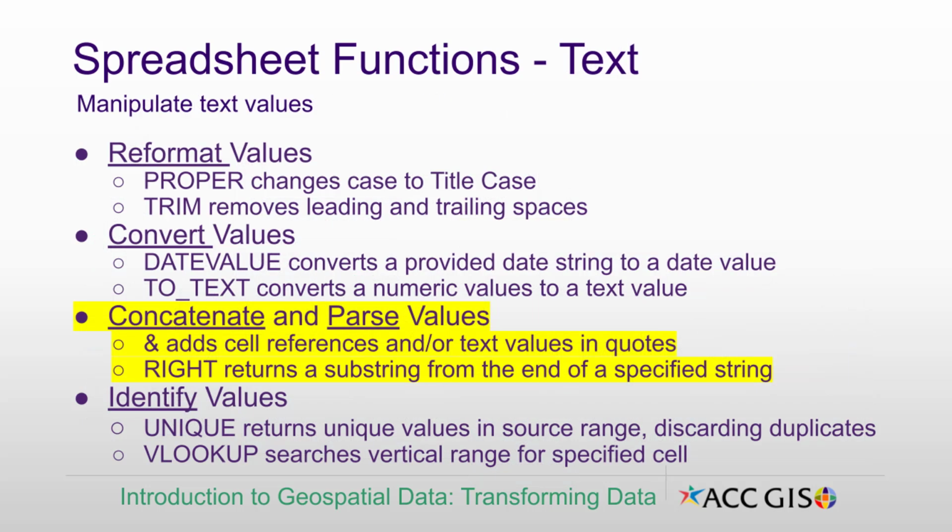Text functions are used to manipulate text values. We can use them to reformat, convert, concatenate, and parse and identify values. When we reformat values, for example, taking values that are either in uppercase or lowercase, or maybe a mix of cases, we take all the values in the column and we use the proper function. So we say equals proper, and then we refer to some cell ranges. And when we do that, we can convert everything, for example, to title case, where the first letter is capitalized and all the rest of the letters are not.